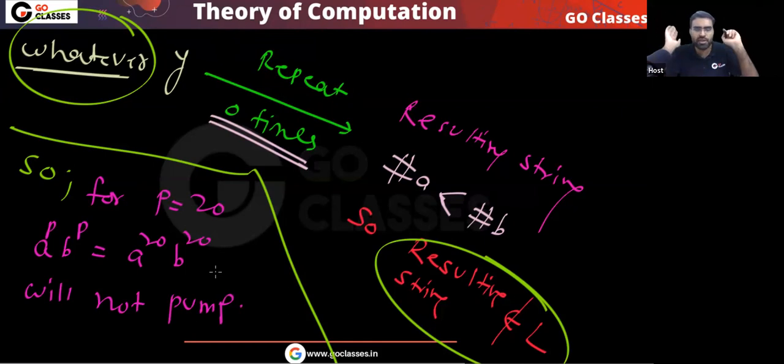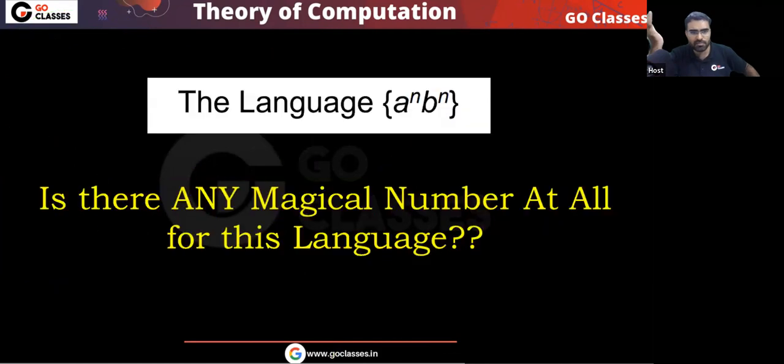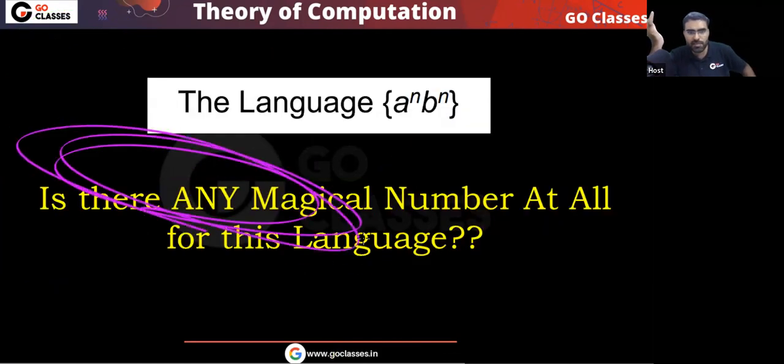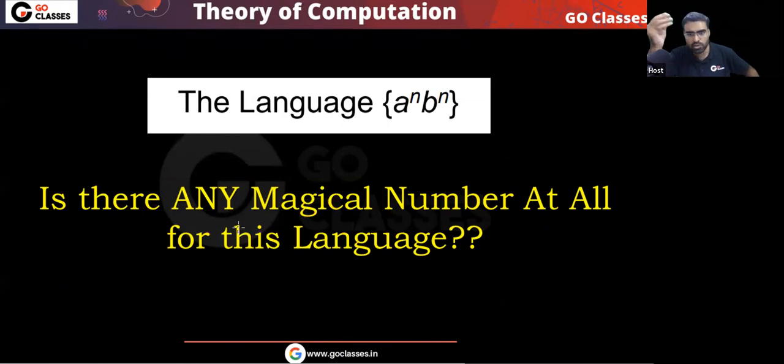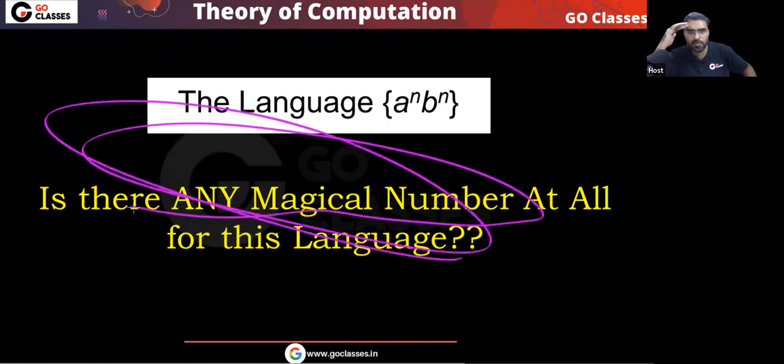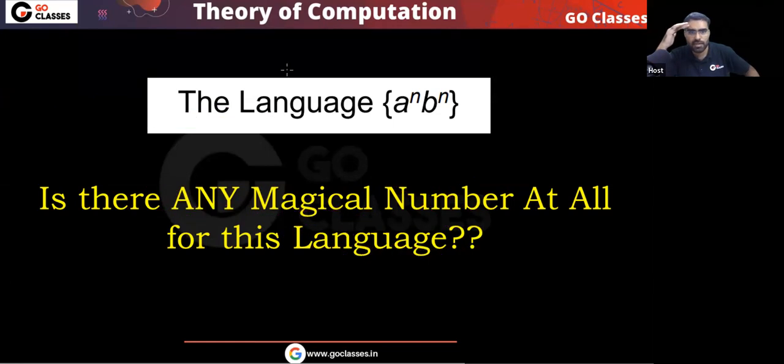See, p equal to 4 not working, p equal to 5 not working, p equal to 20 not working. Is there any p that will work? Is there any magical number p which will work? Let me tell you the general solution. So far, we did not see the general solution. I am going step by step. You might be thinking, why are we taking p equal to 4, 5, 20? That is just to explain so that you understand very clearly what is happening. But now let's see the general solution.